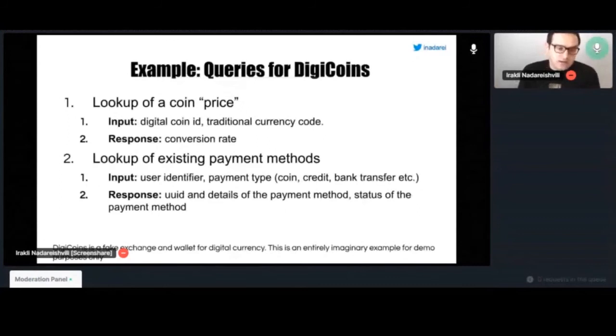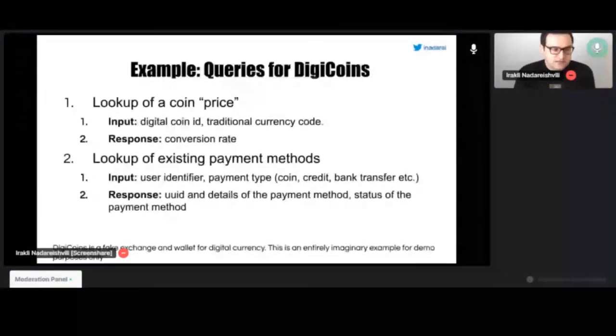Another query I could have in the system is a lookup of existing payment methods, right? At some point, I will have to pay for a Bitcoin, which is not really a thing anymore. Not many people do that. But if you're into that kind of thing and you are really buying Bitcoins, then you need some way to pay for it. So the system, the wallet needs to look up the payment methods, and it would require something like user identifier, payment type, and the response would be possibly some kind of unique identifier and the details of the payment.